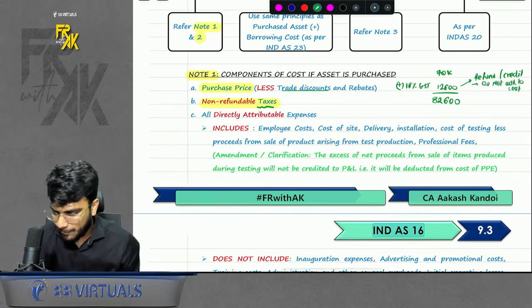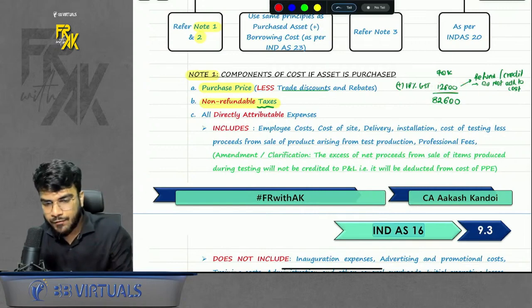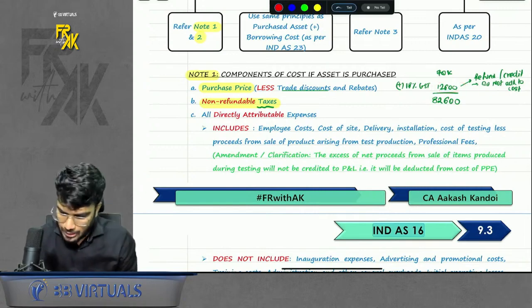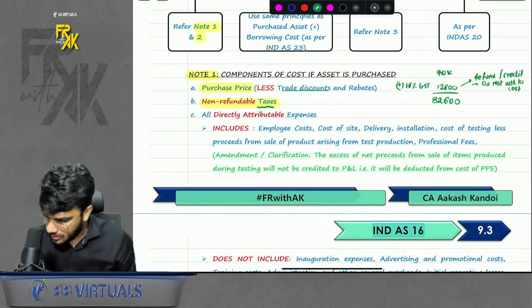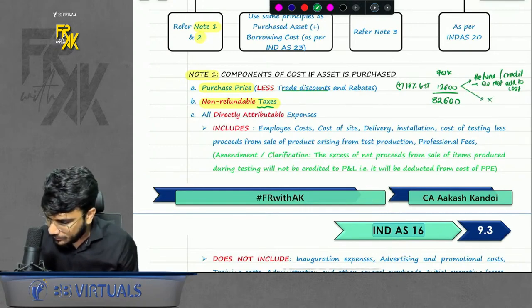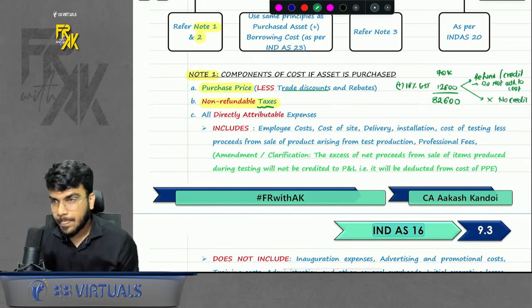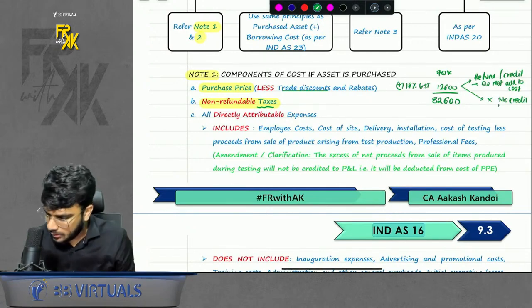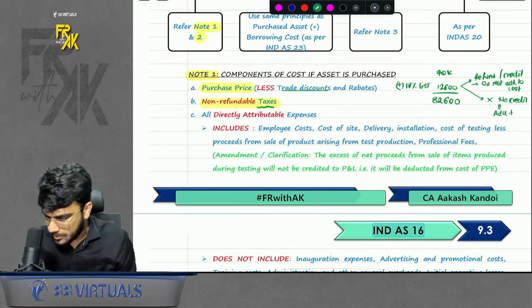Because ideally you have paid it on one hand, but you can take the refund or credit on the other hand. So you will not add it to the cost. But if you are not getting any refund, no credit, no benefit of this taxation to you, in that case you will add to the cost.